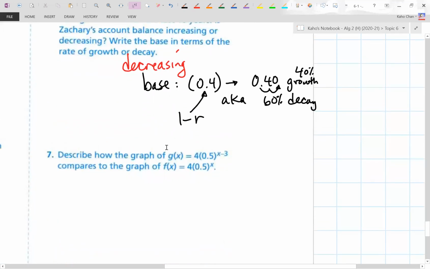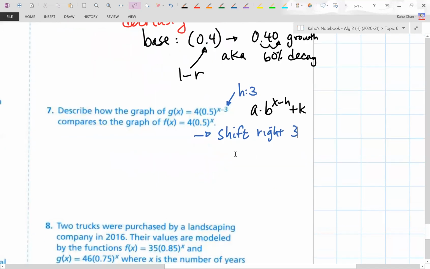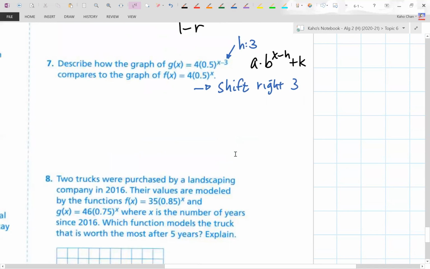Number 7. Describe how the graph of g of x equals 4 times 0.5 to the x minus 3 compares to the other graph of 4 times 0.5 to the x. That minus 3 is very subtle, okay? Just remember, compared to this, it's your h value. H value is positive 3. If it's positive, which means it's going to be shifting to the right. That's it. All right, any questions about number 7?